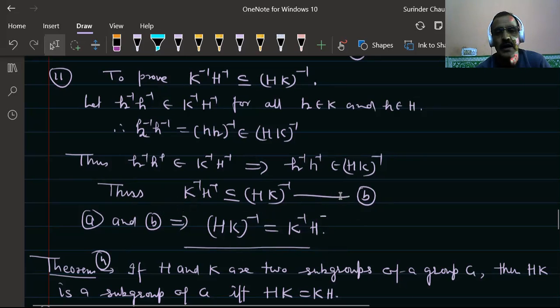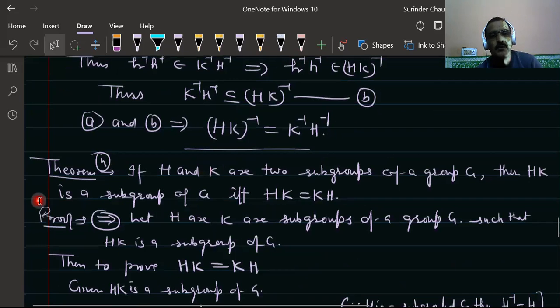The next theorem: if H and K are two subgroups of a group G, then HK is a subgroup of G if and only if HK is equal to KH. For any two non-empty subsets of a group G, the product need not be a subgroup. If H and K are subgroups of G, then their product will be a subgroup if the subgroups commute. Subgroups commute means HK equals KH.